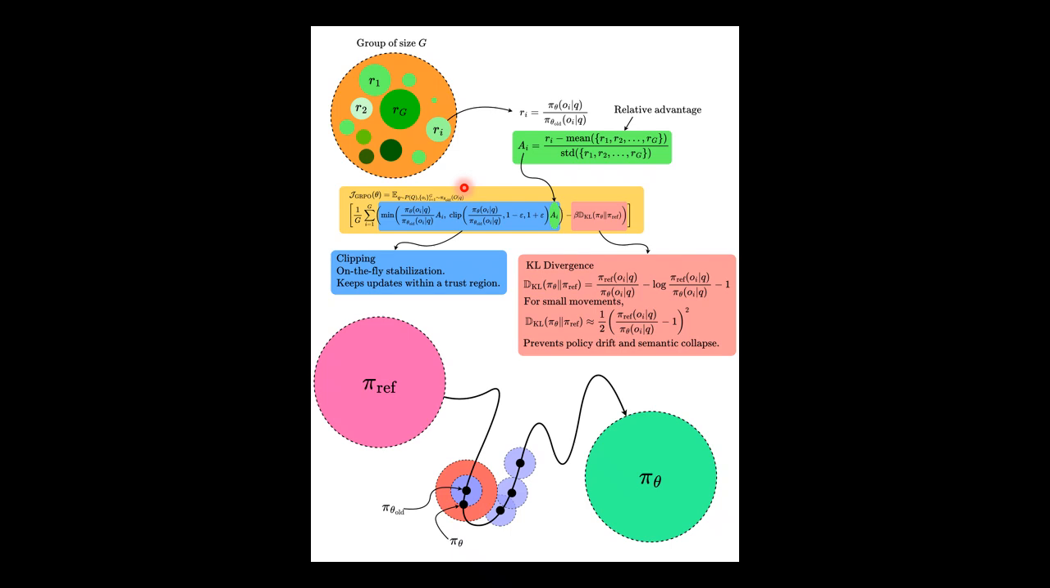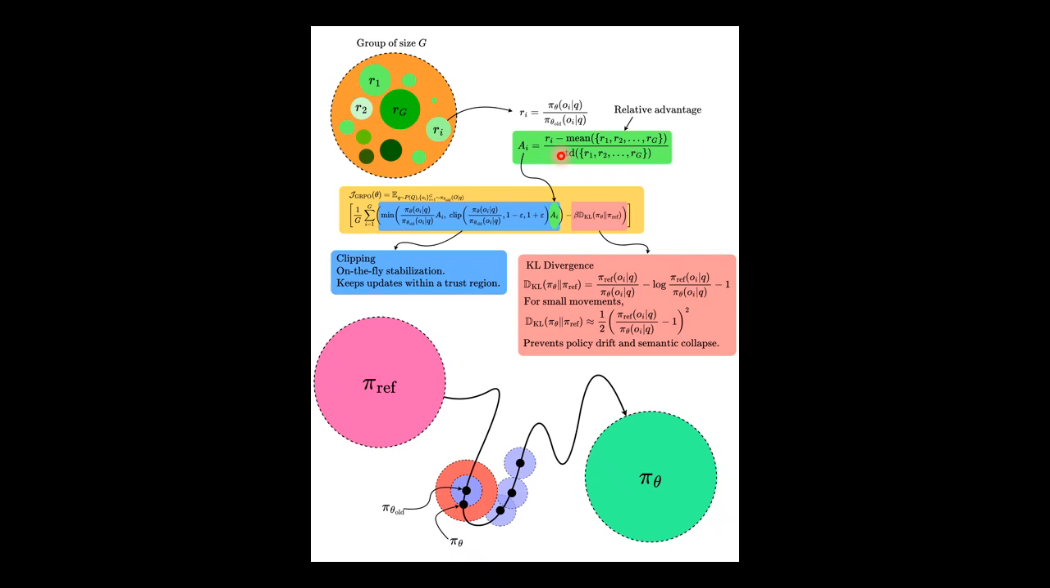After we compute rewards for all answers, we compute a relative advantage. We take the mean reward of the group as a baseline. Then we check where each answer lies relative to that mean. Answers better than average get a positive advantage. Answers worse than average get a negative advantage. This is why it is called group relative policy optimization.